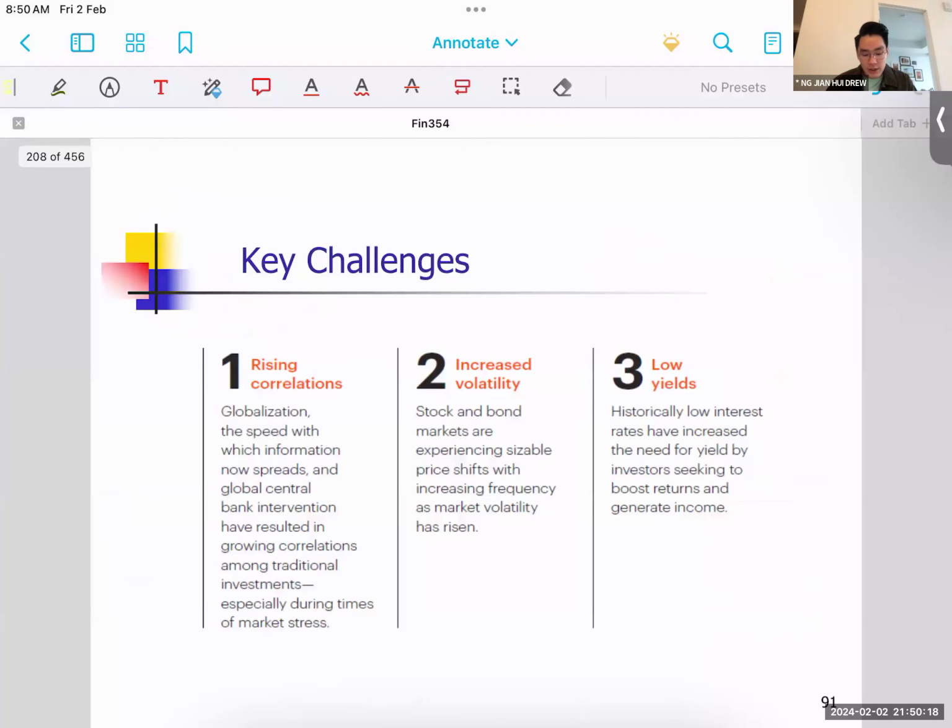Some key challenges I want to highlight: increased correlation, especially in commodities. There is increased correlation between commodities and equities. Commodities used to be a good diversification strategy, but now not so good. Maybe you should focus a bit more on real estate, bonds, etc.